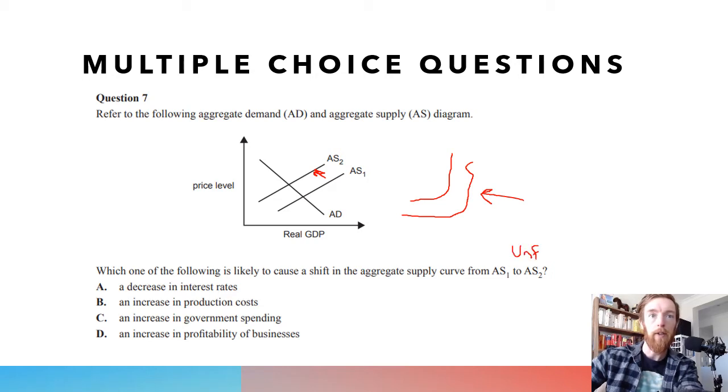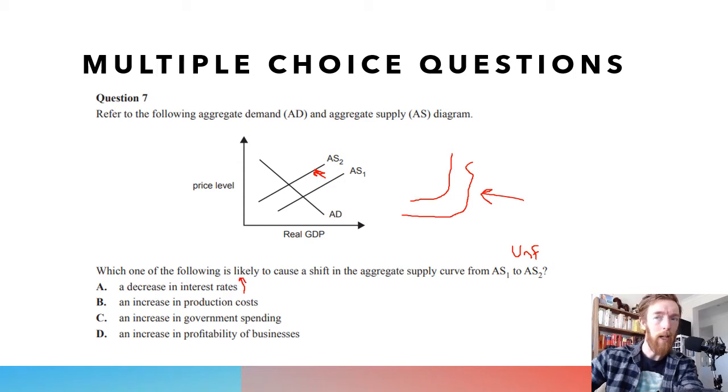So then we've got to go through all of these options and see which is unfavorable. So if there is a decrease in interest rates, that's great. That means business is going to have a lower cost of production. They're going to be more likely to invest and expand. That's going to increase aggregate supply. So that is favorable.